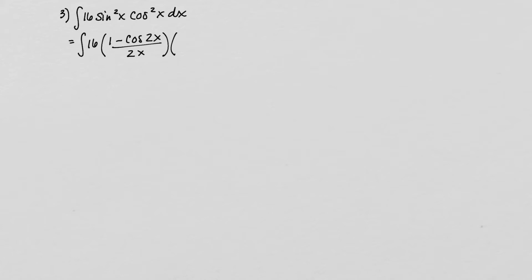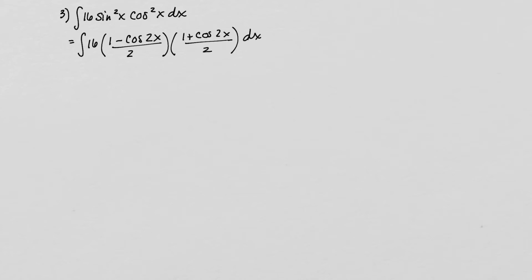Okay, so the next problem is problem number 3. It asks for the integral of 16 sine squared x cosine squared x dx. In this case, since I have sine squared x and cosine squared x, I'm going to need to use the half angle identities to break them down. So this is going to become 16 times 1 minus the cosine of 2x over 2, times 1 plus the cosine of 2x over 2, dx.